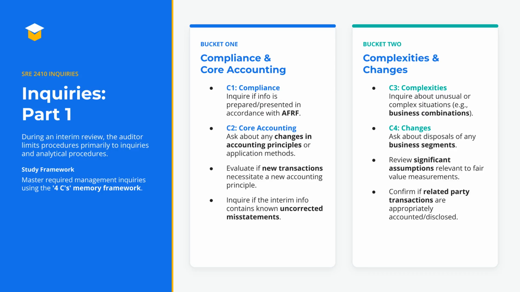You also ask about any changes in accounting principles or their application methods, evaluate if new transactions necessitate a new accounting principle, and inquire if the interim info contains known uncorrected misstatements. Bucket 2 is complexities and changes. You will inquire about unusual or complex situations, such as business combinations. Ask about disposals of any business segments, review significant assumptions relevant to fair value measurements, and confirm if related party transactions are appropriately accounted for and disclosed.